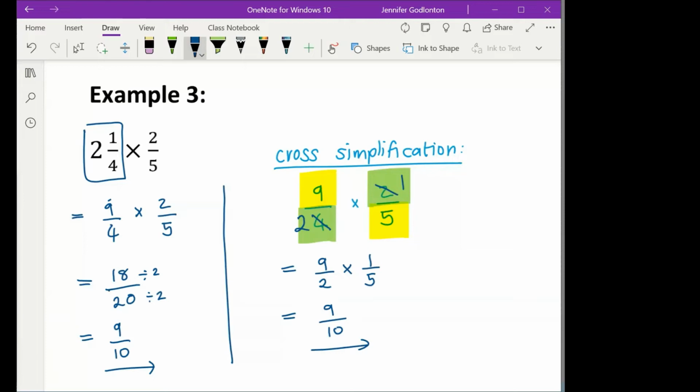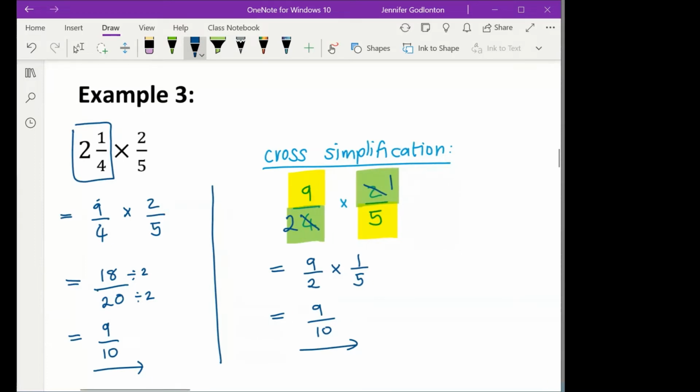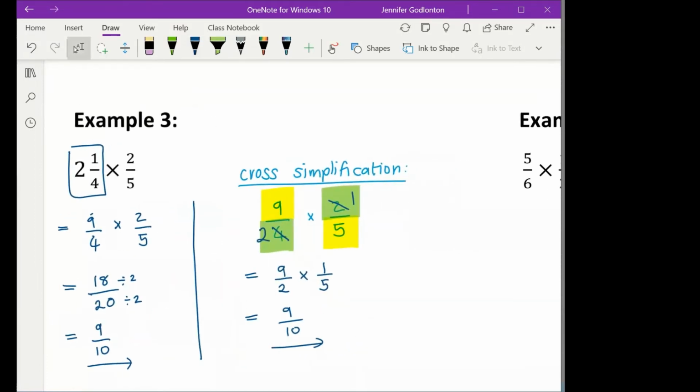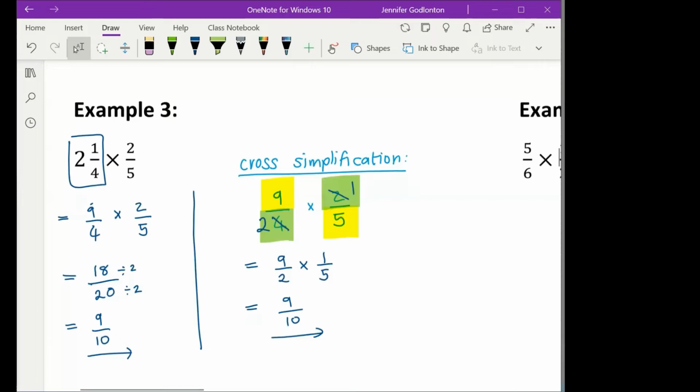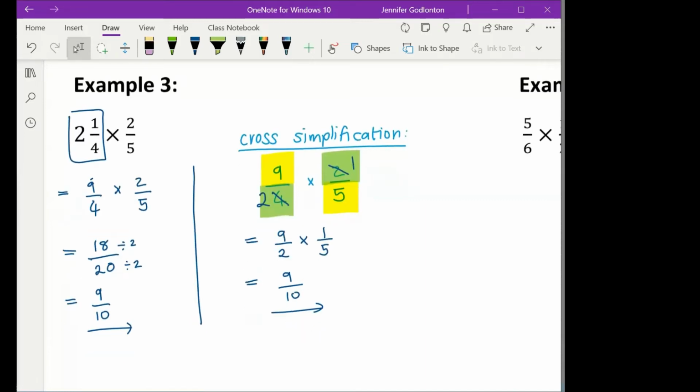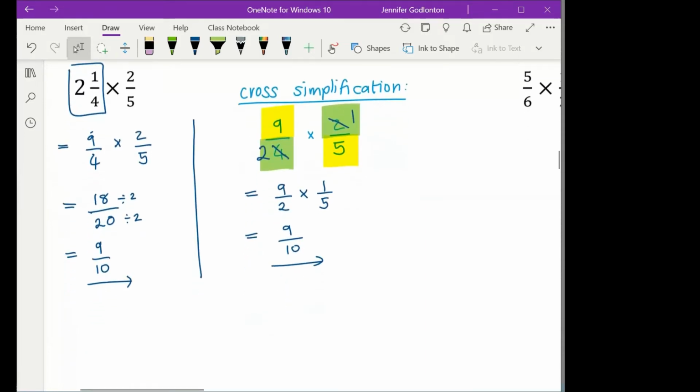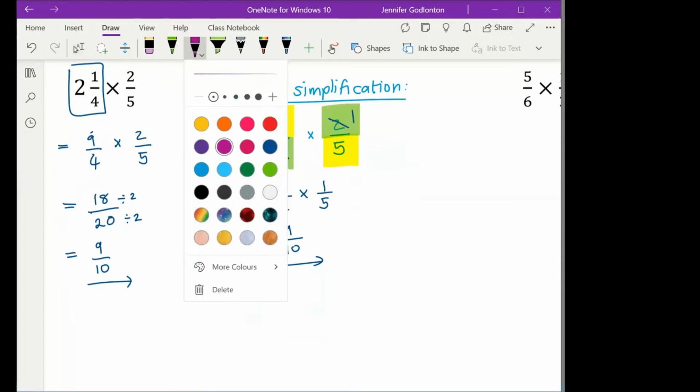Is anyone struggling with the concept of cross simplification or hasn't seen it before and this is feeling very confusing? Let me know. Otherwise, I'm going to let you try one yourselves. Ma'am, can you explain again? I absolutely can. How about I show you it with a different fraction? So let's give some more space here. I can absolutely do another example. Okay. Thanks for asking, guys.